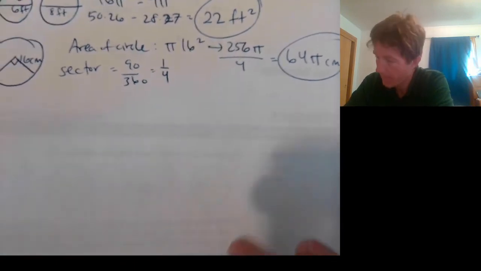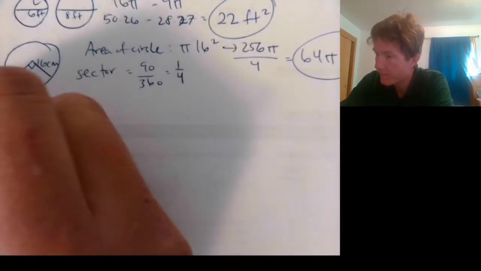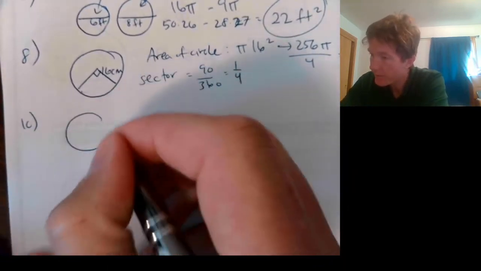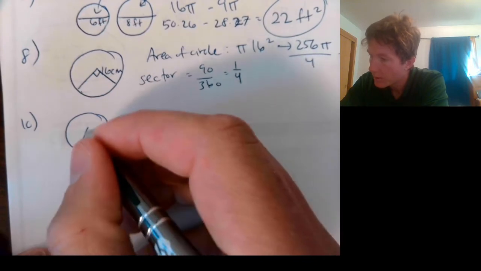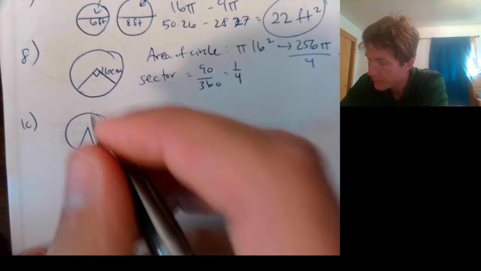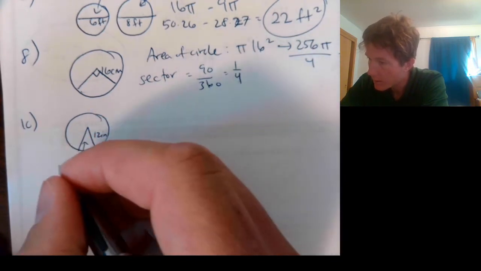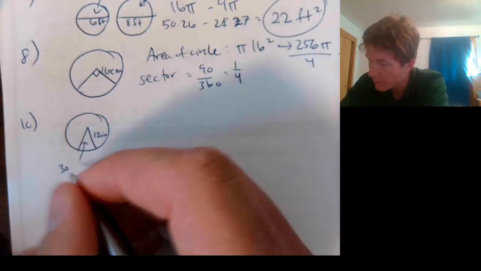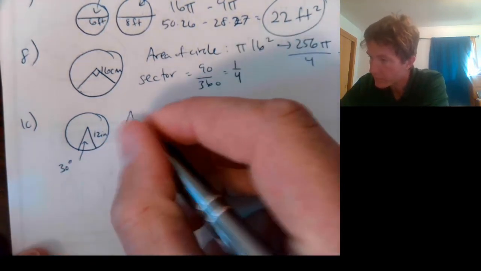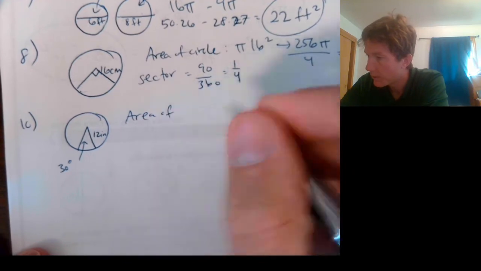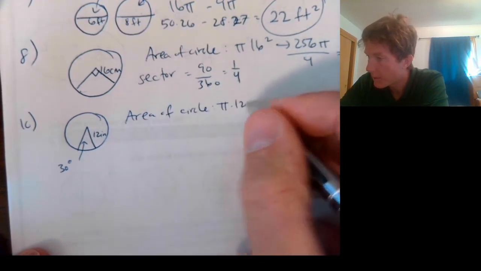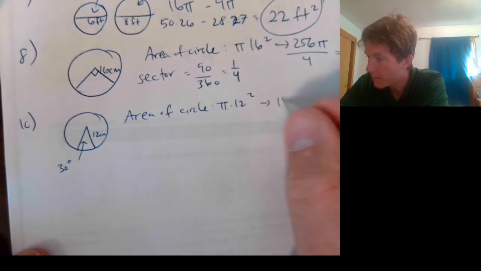Okay. Let's look at number 10. So here's our circle. We're looking at a smaller sector here. We have a radius 12, and the central angle of the sector is 30 degrees. So let's figure out the area of the circle. That's going to be pi times 12 squared. That's 144 pi.